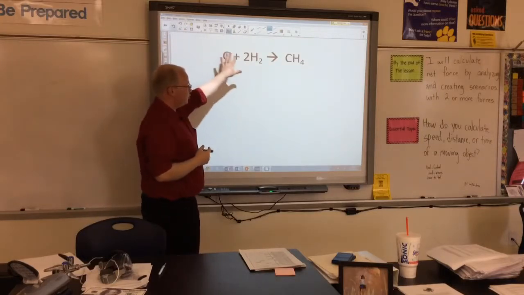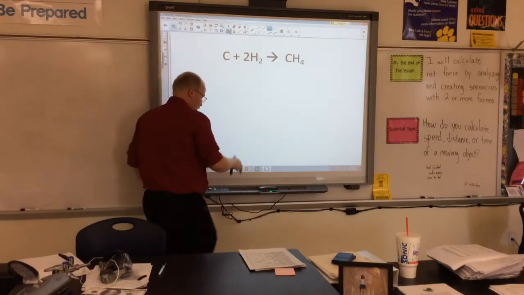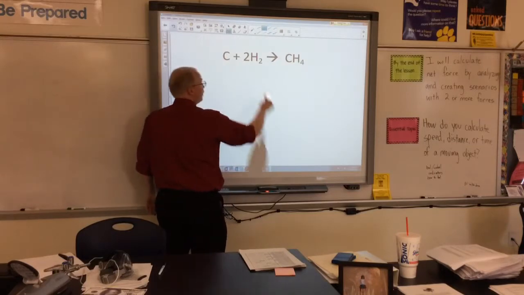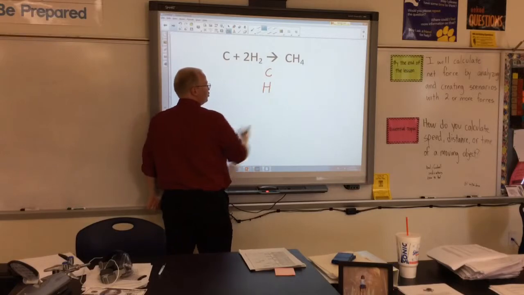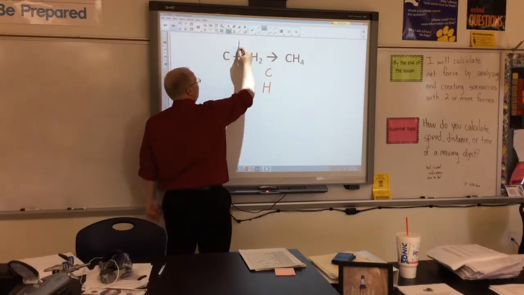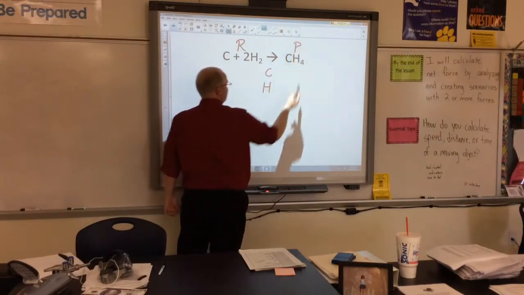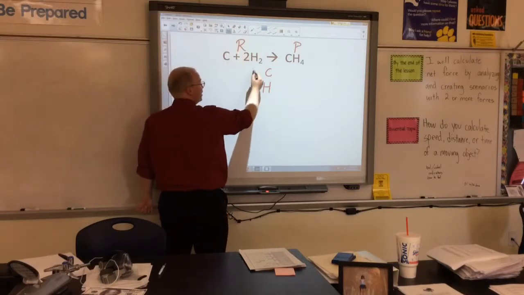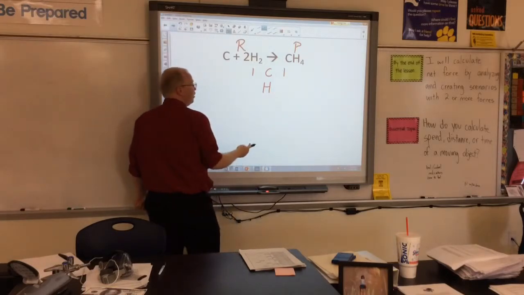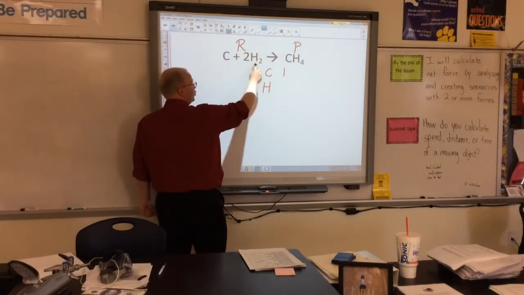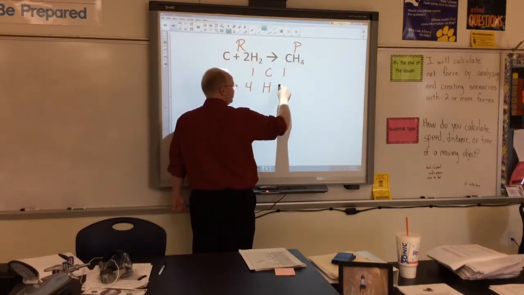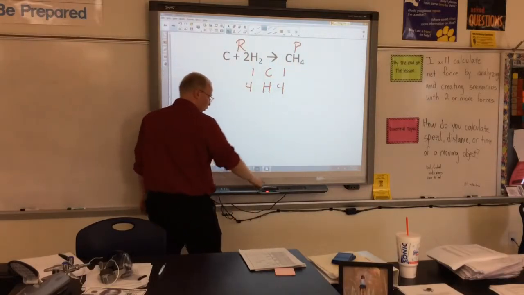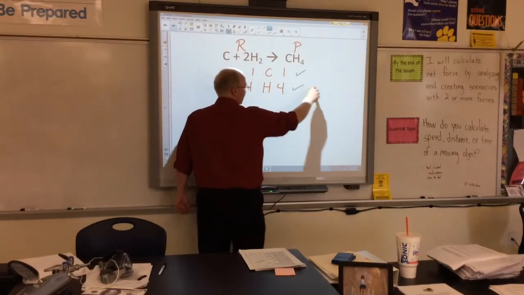This one right here, start by lining up your elements right underneath. So I've got C's, carbon. I've got H's, hydrogens. Start on the reactant side compared to the product side. So on the reactant side, I see 1 C. On the product side, I see 1 C. On the reactant side, I see 2 times 2 H's, which is 4. And then I also see 1 times 4 H's, which is also 4. So this one also is balanced, which is good.